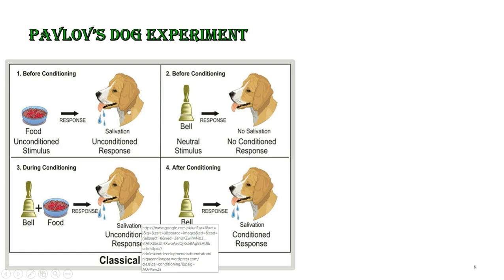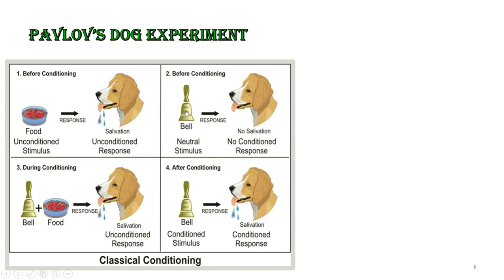And the response that is produced by the dog, the saliva, is the unconditioned response. Again, a response which is not produced by our effort. It is natural, and therefore it's called unconditioned response. So the next figure is a bell.